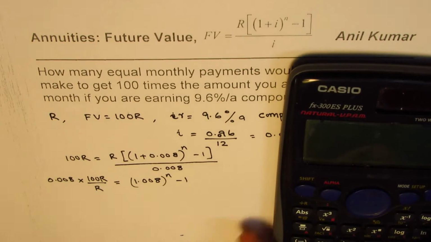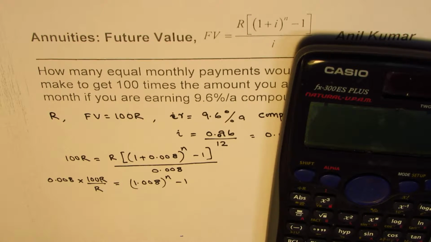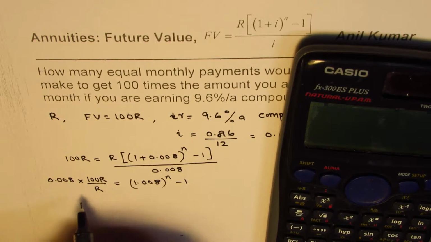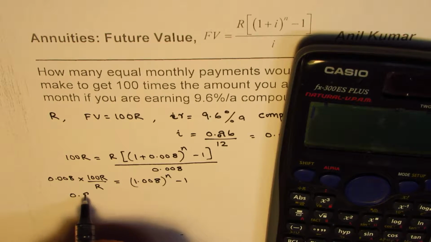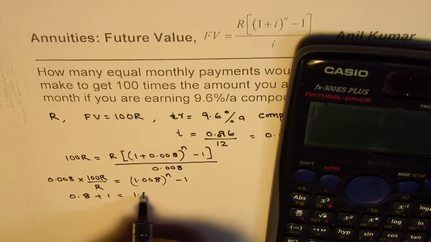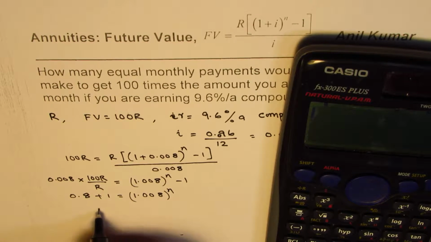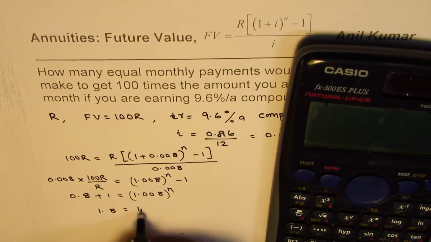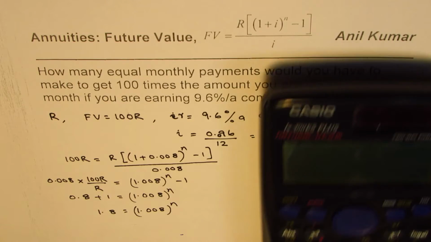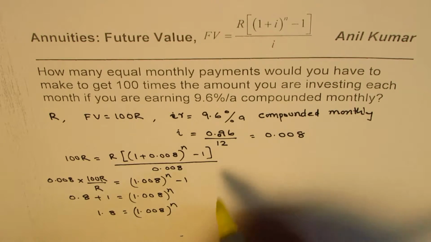So let's use the calculator. We can add 1 also in this, right? So what we have here is R and R will cancel. So if you multiply by 100, you will get 0.8, right? So multiplying by 100, add 1 to it, plus 1 equals 1.008 to the power of N. So that is 1.8 equals 1.008 to the power of N. And now we need to find N from this particular equation. So how do we do that?